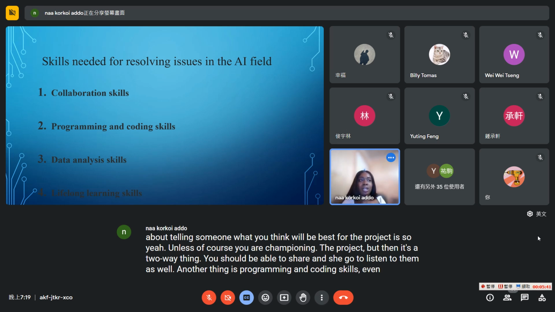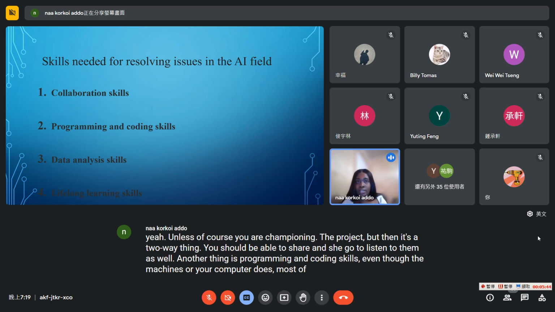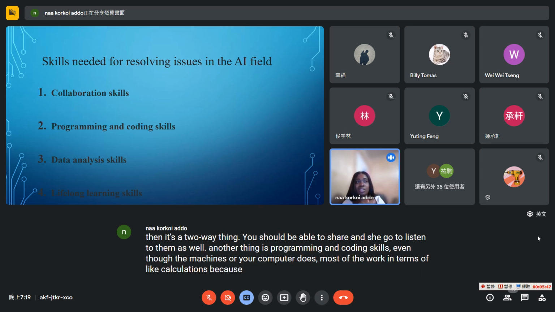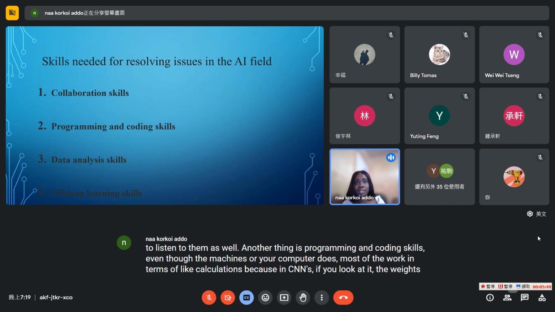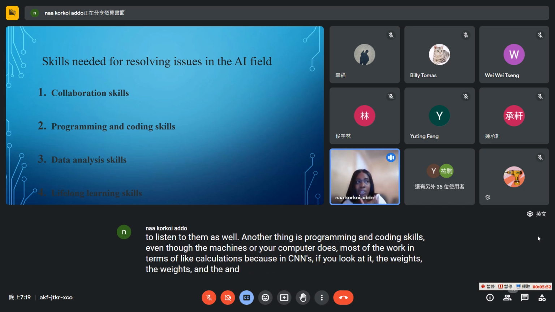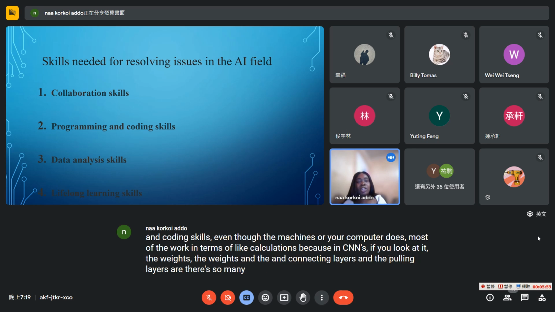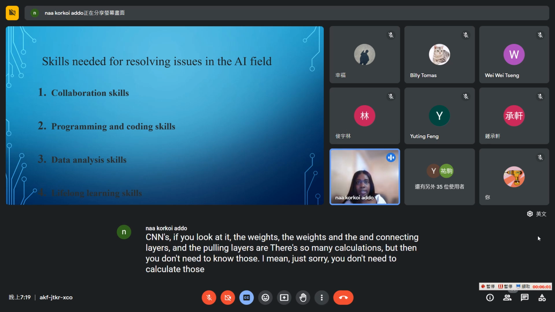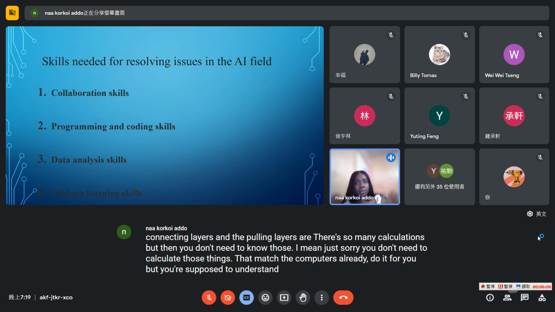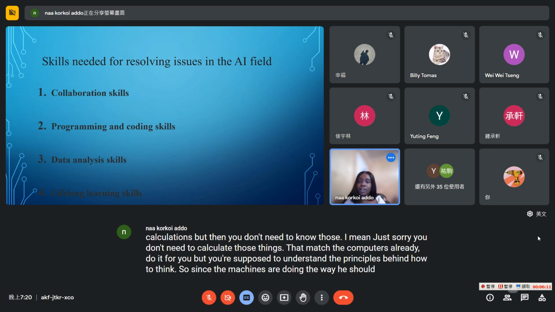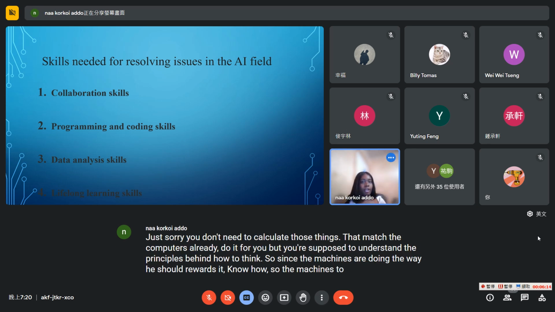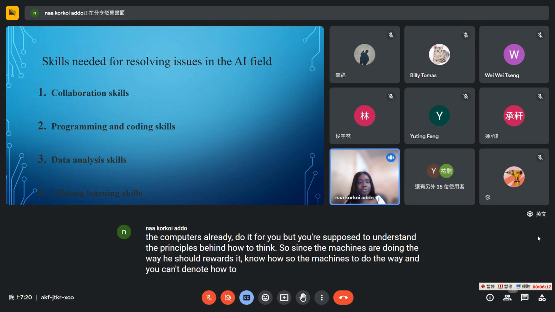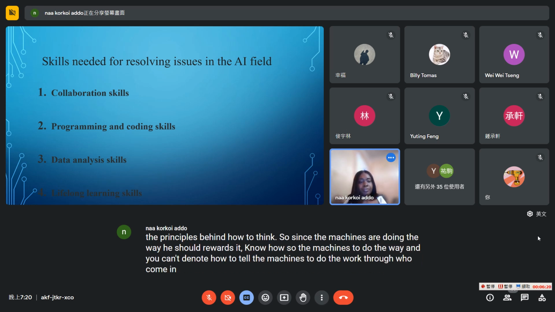Even though the machines or your computer does most of the work in terms of calculations, because in CNNs, if you look at it, the weights and the connecting layers and the pooling layers are so many calculations, but you don't need to know those. I mean, you don't need to calculate those things. The computers already do it for you, but you're supposed to understand the principles behind how they work. So since the machines are doing the work, you should be able to know how to tell the machines to do the work. And you can know how to tell the machines to do the work through programming and coding.